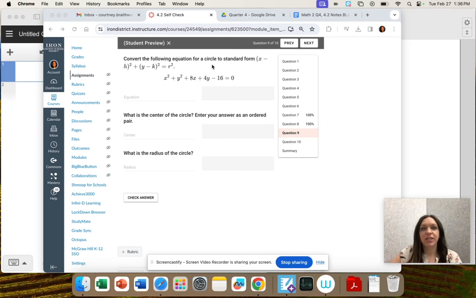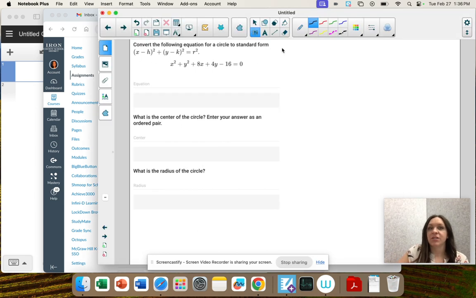Convert the following equation to standard form. So here's our equation in general form, and then center and radius. So start off by getting your x's together and your y's together.